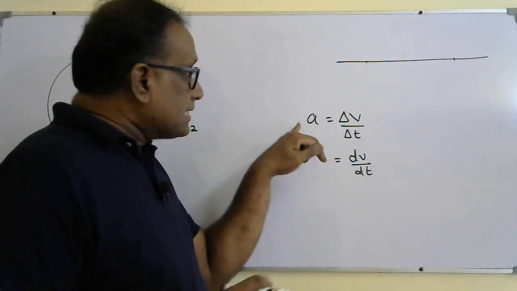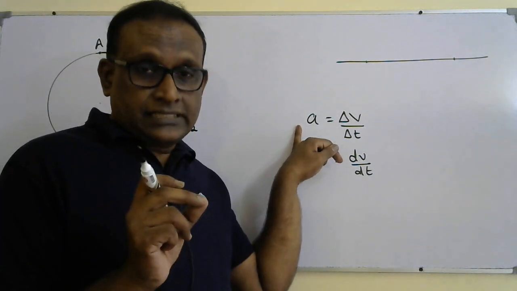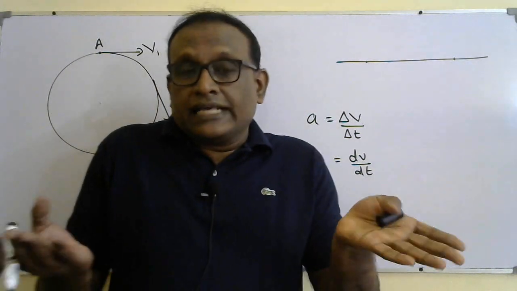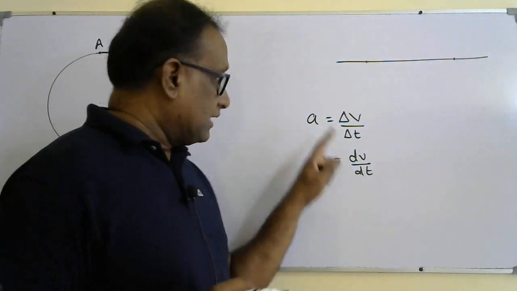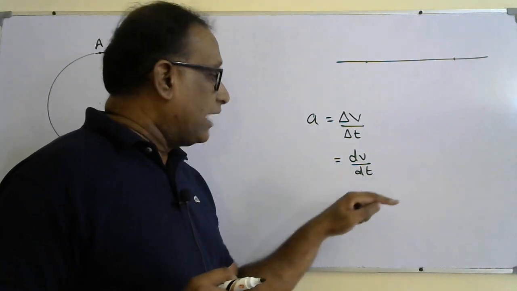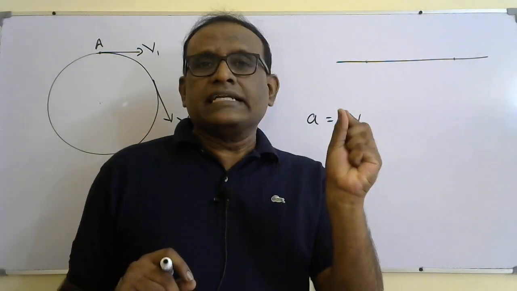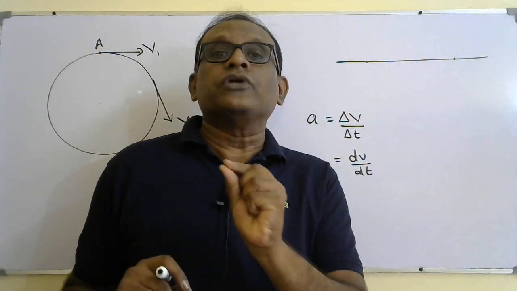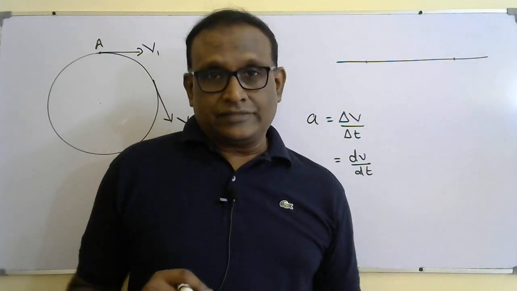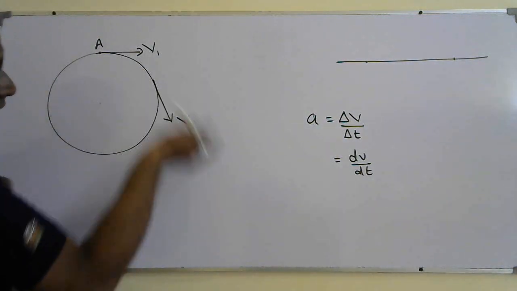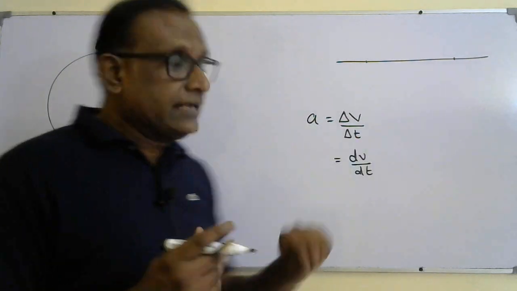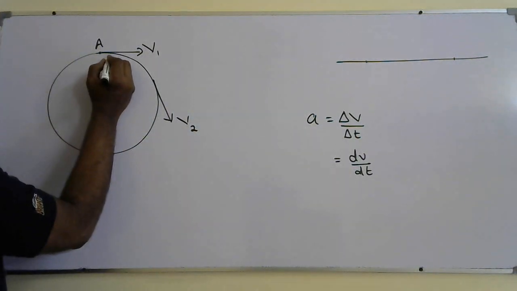But at that instant, the object has acceleration. So to get the relationship for acceleration at an instant, in terms of calculus, we say dv over dt. That means a small change in velocity during a small time interval. The speed might be changing, so we'll consider two very close points.